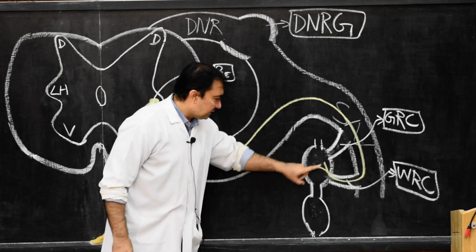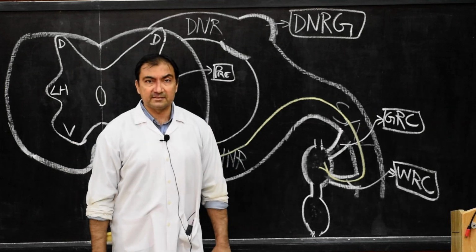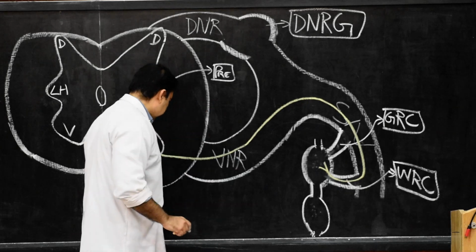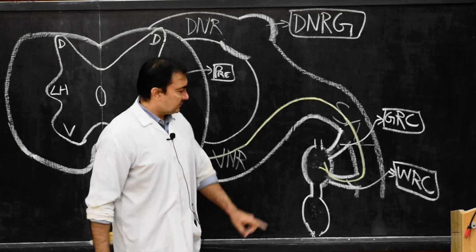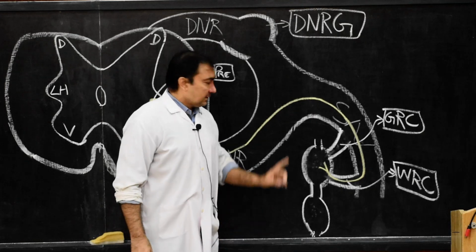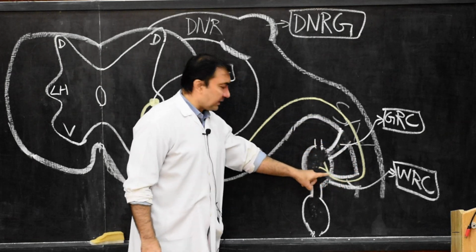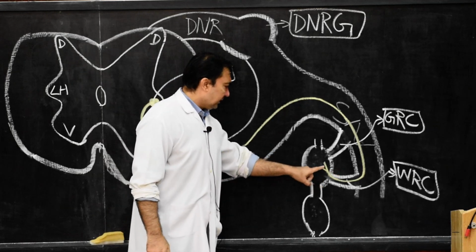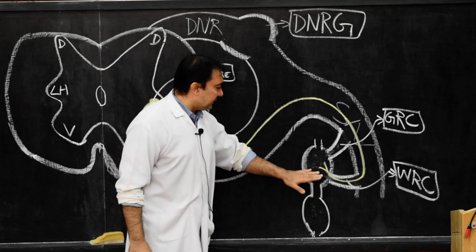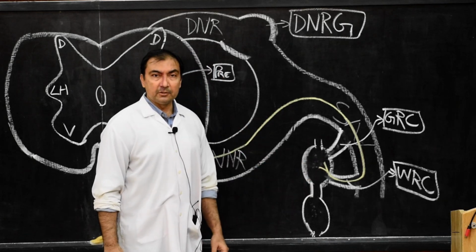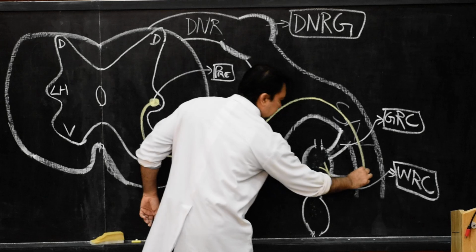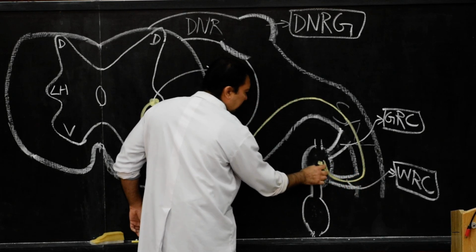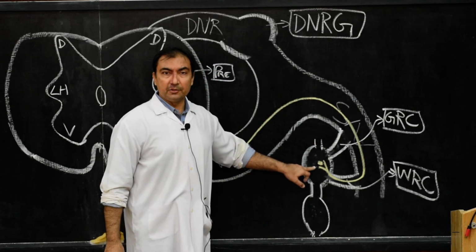From here, it will terminate in one of three ways. There are three different ways in which it will terminate. Very interesting. In the first way, the preganglionic neuron will relay in the same level sympathetic ganglion. So this is the first type, in which it will relay here within the same sympathetic ganglion at the same level.